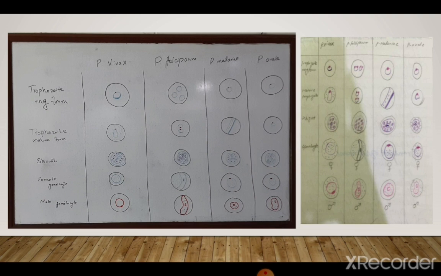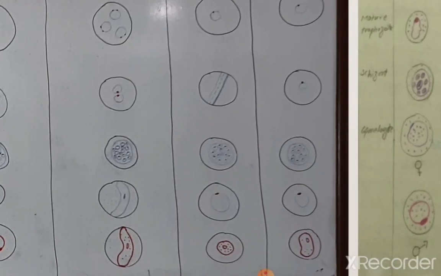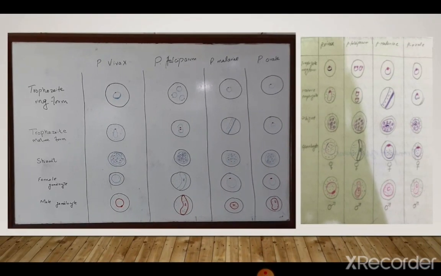In case of Plasmodium malariae, the schizonts are arranged in a rosette shape. As you can see, they are rosette shaped, and it contains around 6 to 12 merozoites. And Plasmodium ovale basically fills three-fourths of the RBC, and it contains 6 to 12 merozoites.